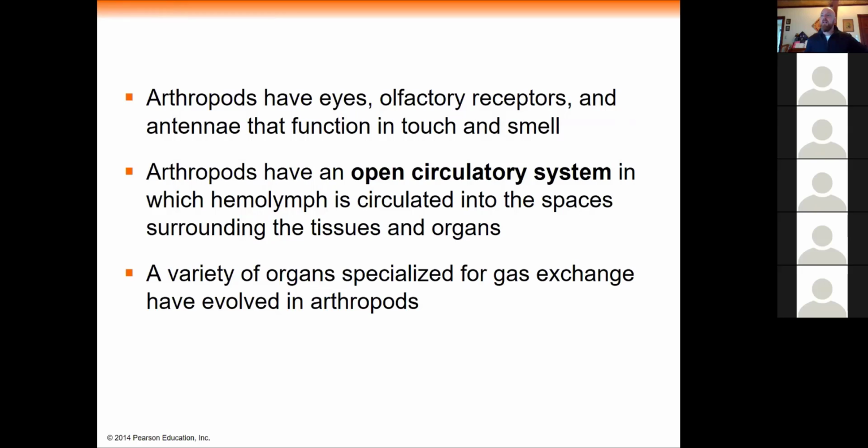They have a variety of organs for gas exchange, for breathing. So there are book gills and modified lungs and actual gills. Sometimes gills are on appendages. So you see lots of specialized breathing apparatus.